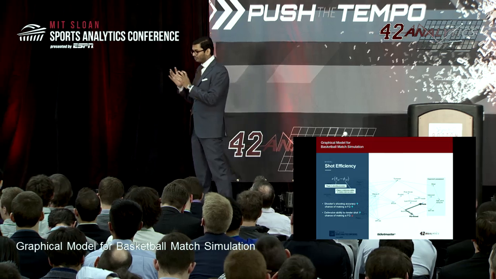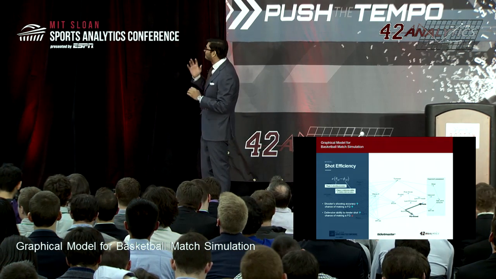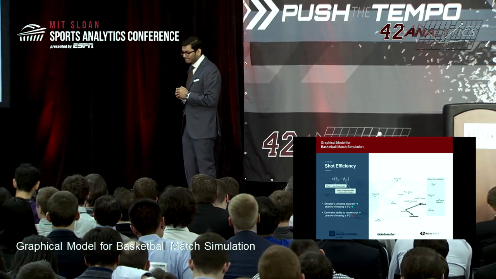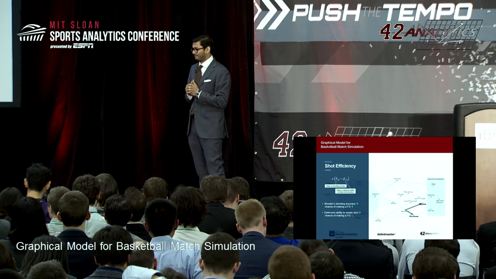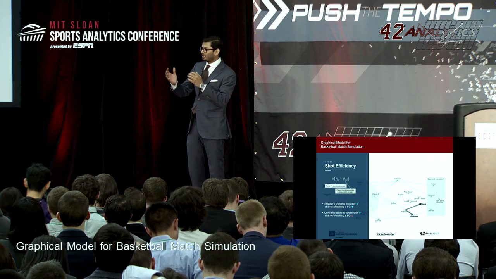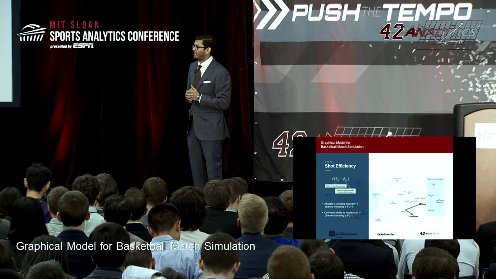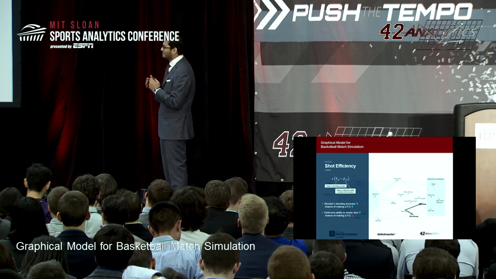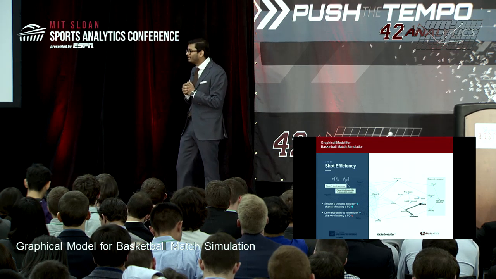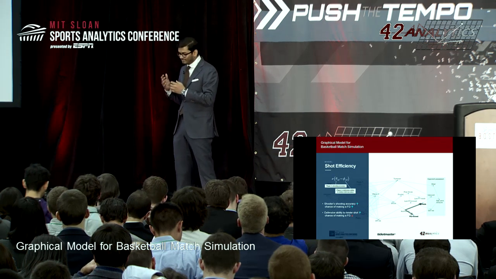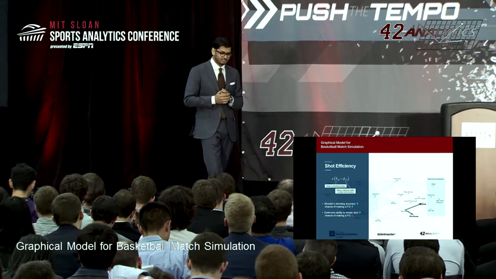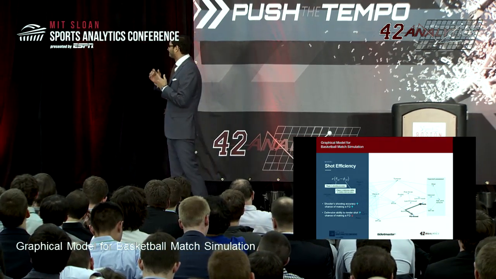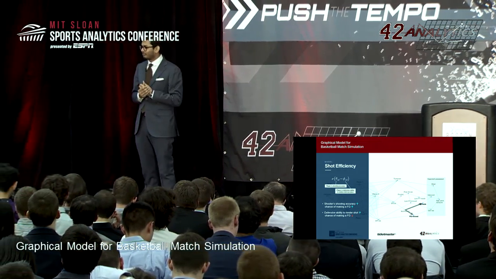Now, given the location of the player on the court, the probability that the player is going to make the shot depends on his shot accuracy. It also depends on the closest defender's ability to deter the shot. So if the player's shot accuracy is high, he's more likely to make the shot. If the defense is strong, he will probably reduce the probability of making the shot. Let's say the player did make the shot according to the model.